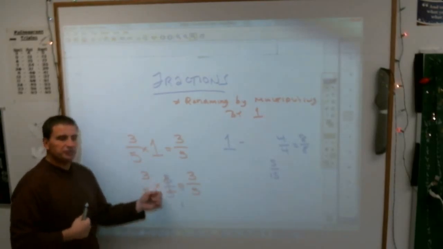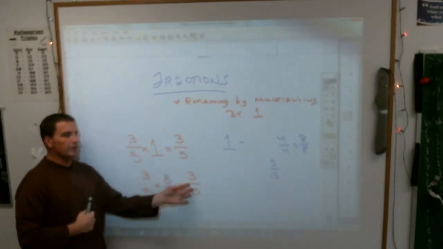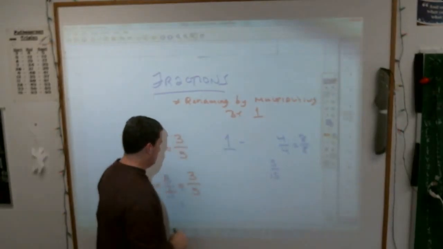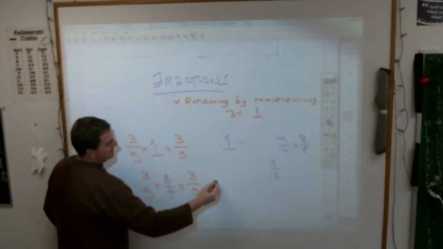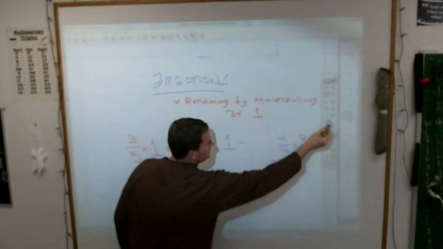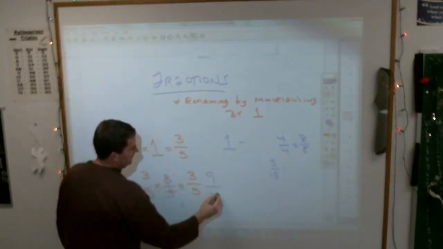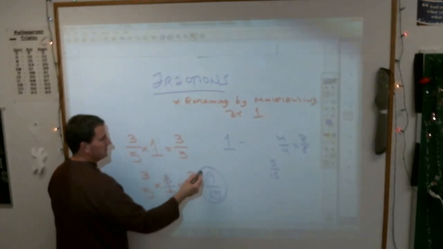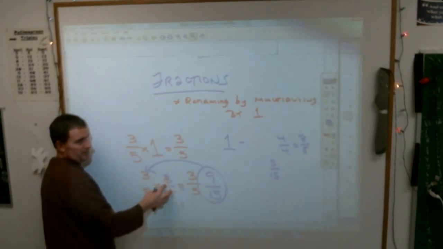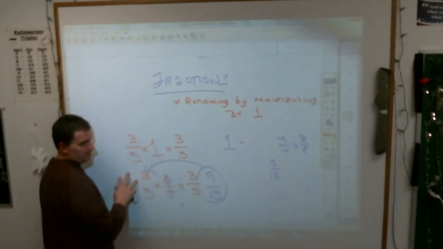If I multiply by a fraction that is the same as 1, I am still going to get 3/5. It's just that the numbers are different. In other words, 3 times 3 is 9, and 5 times 3 is 15. 9/15 equals 3/5 because I just multiplied it by 1, but instead of 1, I'm using 3 over 3. 3 over 3 is the same as 1, which means they're all the same.